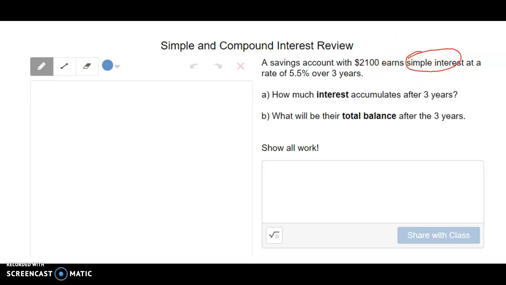So on simple interest, we use the formula that says I equals P times R times T. So our interest equals our principal times our rate times our time. So in order to do this, we need to figure out what our principal is, what our rate is, and what our time is. Remember, time should always be in years. And our rate we need to turn into a decimal first.